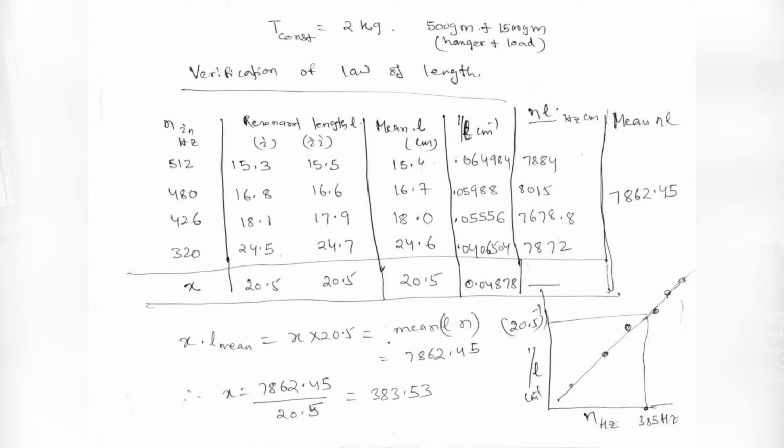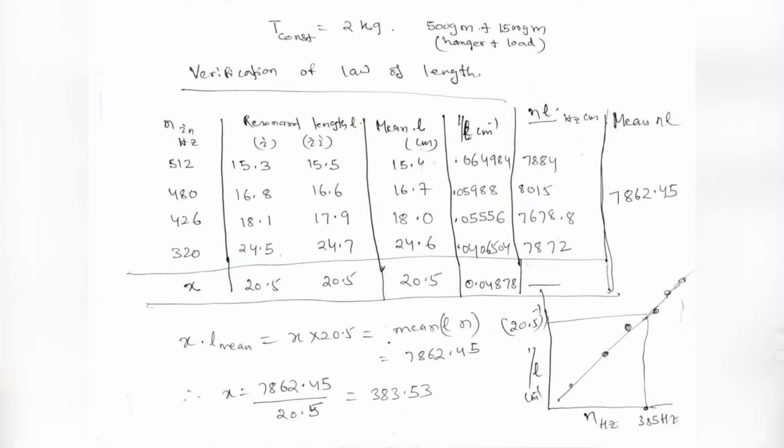We are going to verify the law of length. We know that for a given load or tension, the frequency of the vibrating wire is inversely proportional to the length L of the vibrating segment. So we are going to verify N1 L1 is equal to N2 L2 is equal to N3 L3 and so on. And when you plot a graph between N and 1 by L, N along the x axis and 1 by L along the y axis, we will get a straight line.